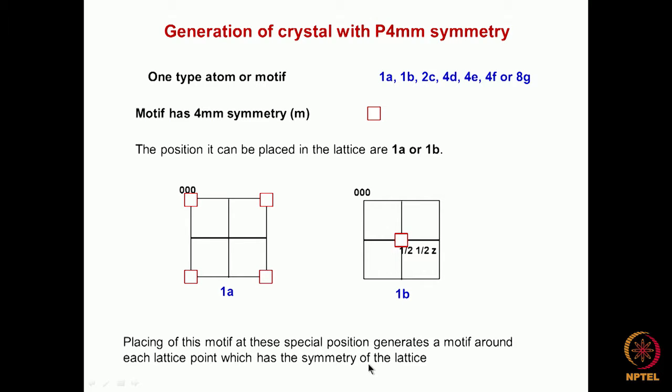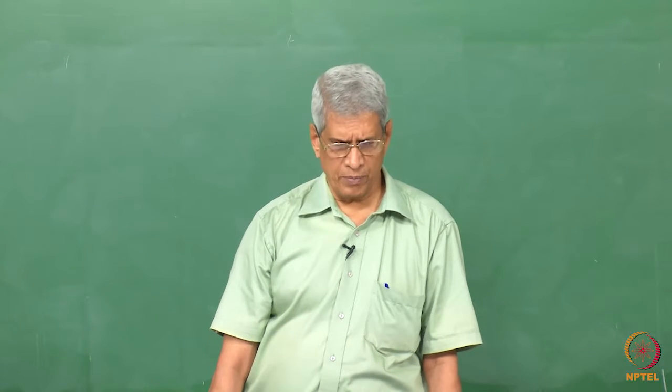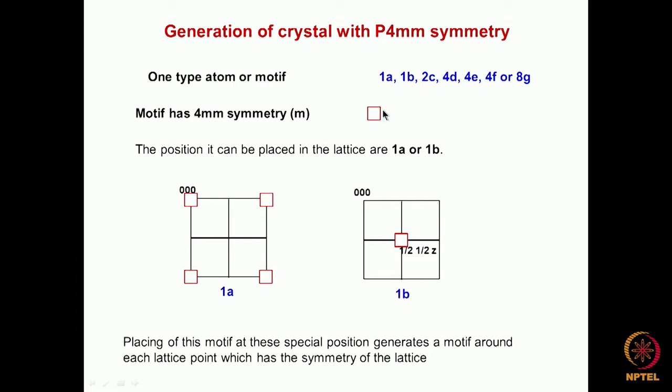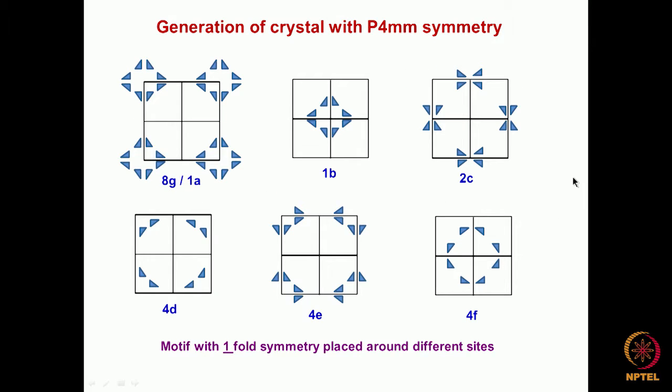If we take a motif with a 4 mm symmetry, and we are trying to keep it at a point which has got the 4 mm symmetry, then we have to keep only one motif. Here the motif which is used is a square, a molecule which has got only 4 mm symmetry. Then we have to keep only one molecule either at the lattice point or at the center of the lattice. So here what I have shown is an asymmetric motif, summing it all together.